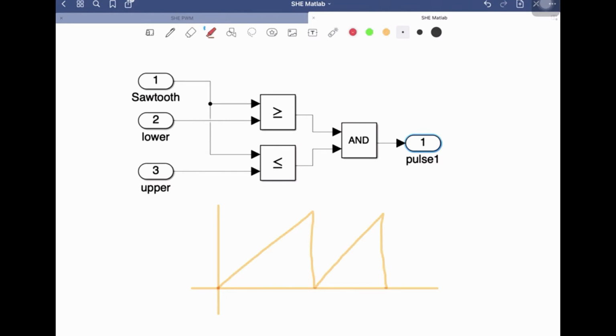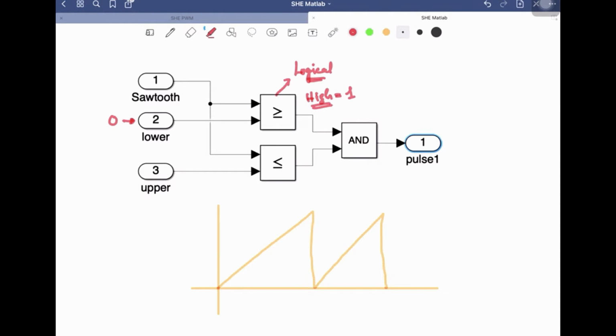Let's suppose that this lower limit is 0. We are going to enter 0 over here. This block performs a logical operation. It checks whether your sawtooth waveform is greater than this value; if so, it gives you logic high at the output, equal to 1. And if your sawtooth waveform is less than this limit, it will give you 0.